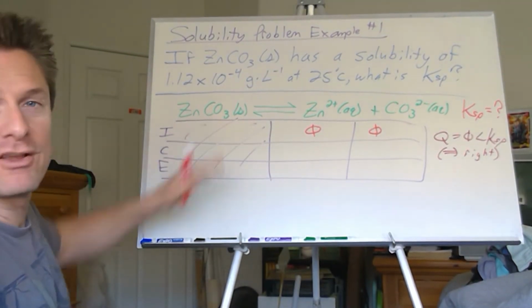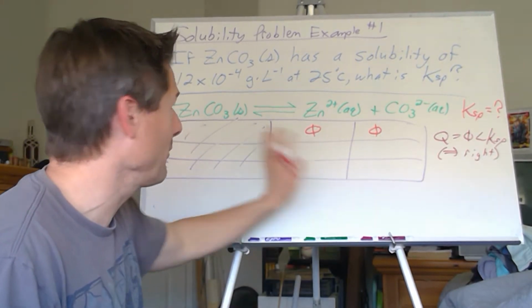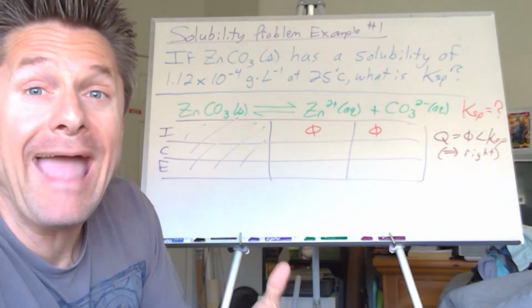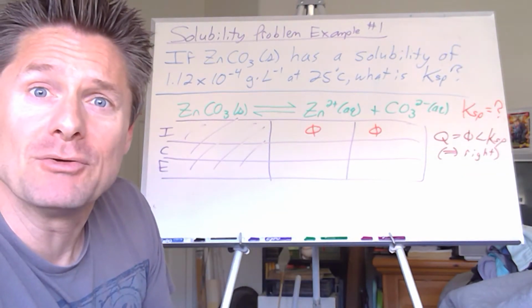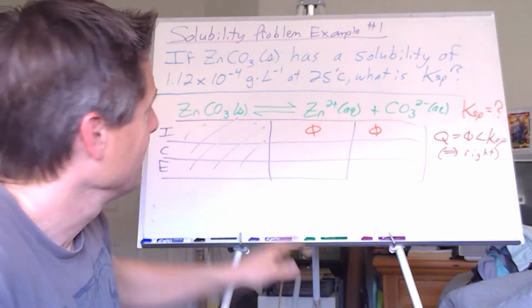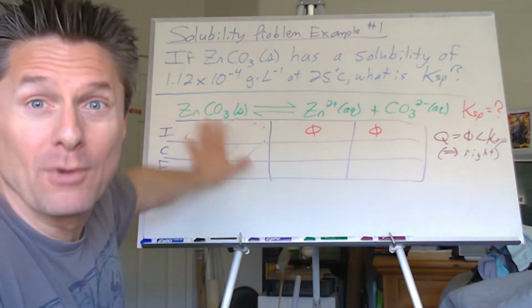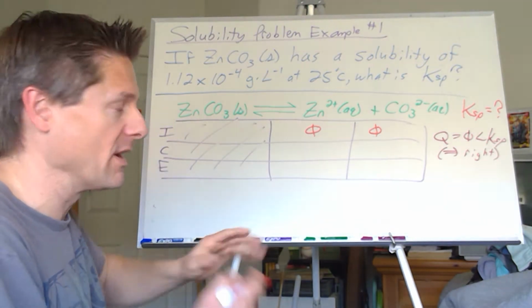Which really doesn't matter because we have no reactants to worry about. Remember, the solid concentration is assumed to be so high that it doesn't matter how much you lose. I mean, it's just a tiny little bit. So the equilibrium amount is always going to be equal to the initial amount. We don't have to worry about it.